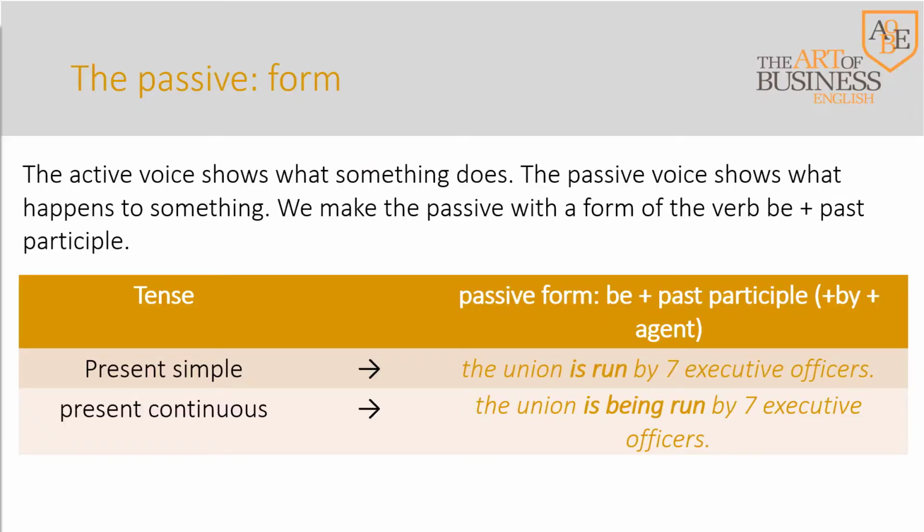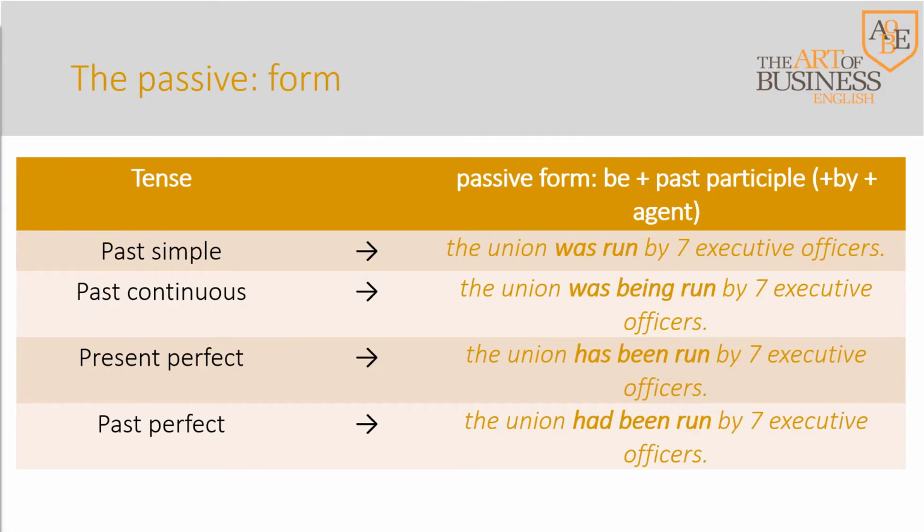But let's look at the present continuous, the next one on our list, which is the union is being run by 7 executive officers. So you can see that in is being run, we've made the verb to be in a progressive or continuous form, is being, and then the verb in the passive or past participle form maintains its form, so it's run again. In fact, for all the tenses, the main verb, not the verb to be, will maintain its form. The only thing that we change in the passive is the verb to be's tense.